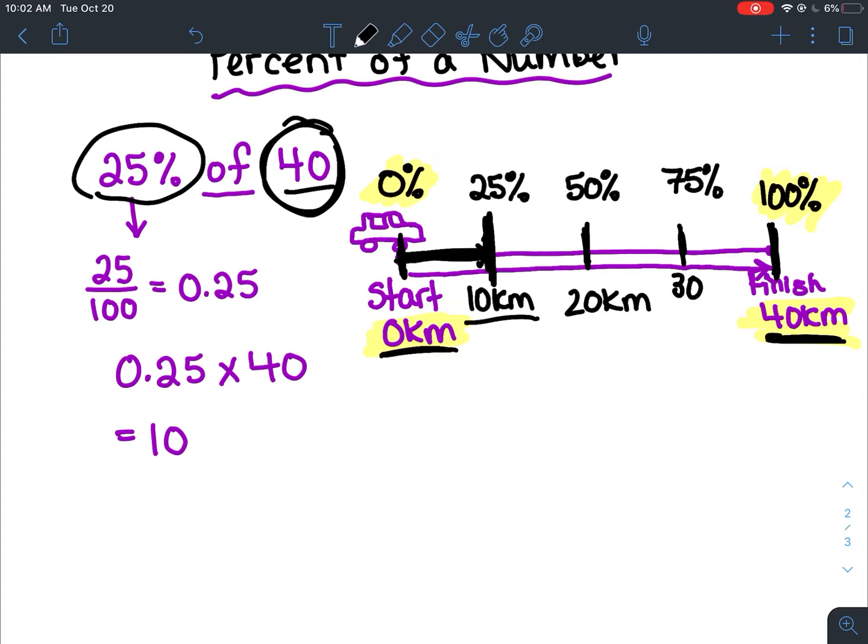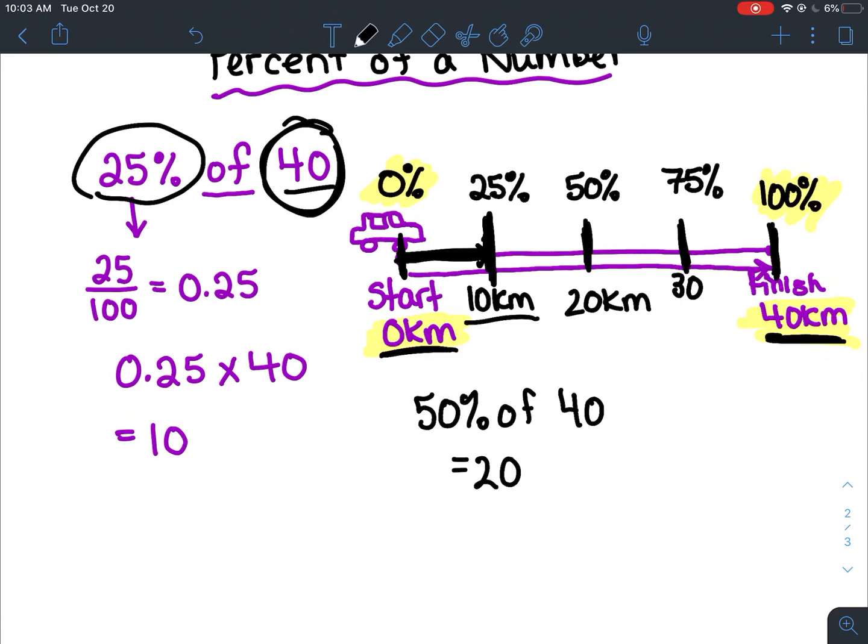Now we can do some quick math too, like what would 50% of 40 be? Halfway. So that would be 20 kilometers, or 20. I know this is not really in terms of kilometers, I just made that the situation. What's 75% of 40? Well, that would be 30.